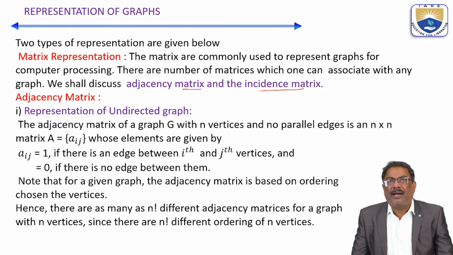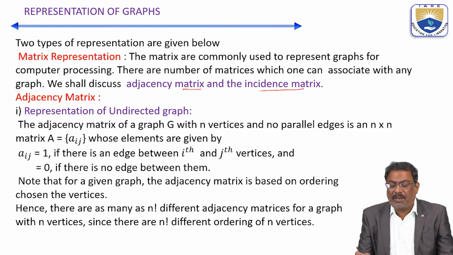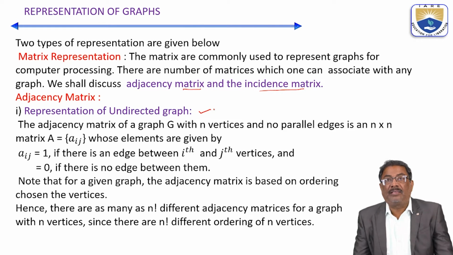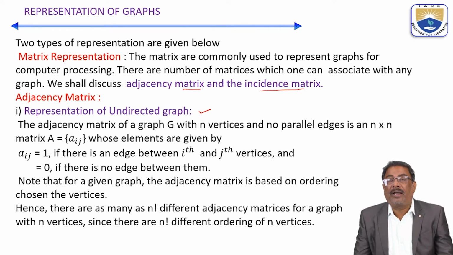What is meant by an adjacency matrix? Here we are going to consider the adjacency matrix for undirected graphs as well as directed graphs. Now we are going to concentrate on undirected graphs. So for an undirected graph, how are we going to represent the adjacency matrix?